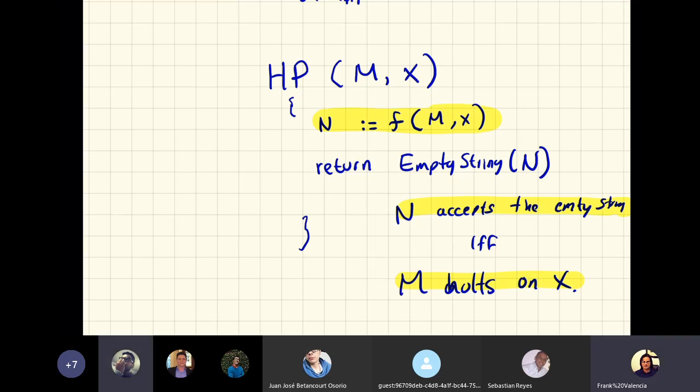Sí. ¿Esa función no sería la misma que vimos en la clase pasada? Similar, yes. That's the principle.